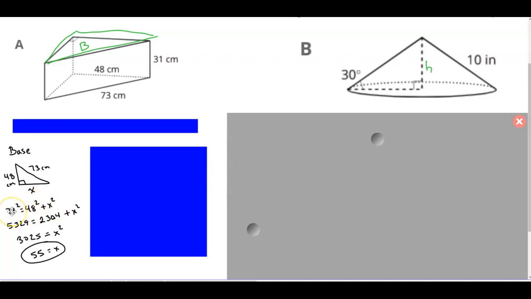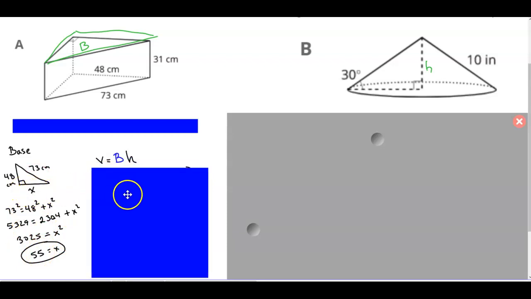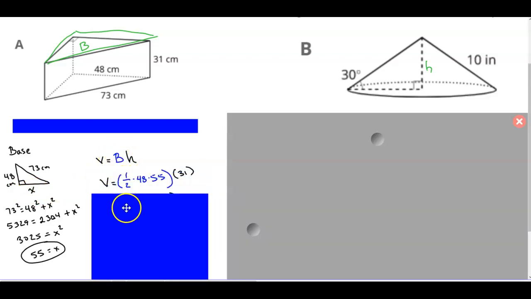Solve for x. So I'm going to square those, subtract 2,304 over to the other side, take the square root, and we get a friendly length. This length right here for x is 55. And since it's a prism, it's the area of the base times the height. Now the area of the base is the area of this triangle right here. So it's 1/2 base times height.